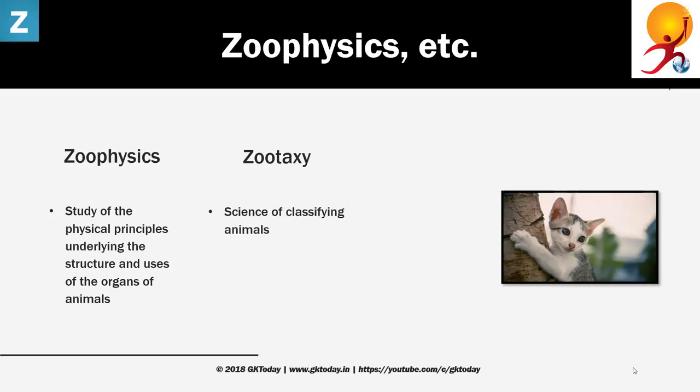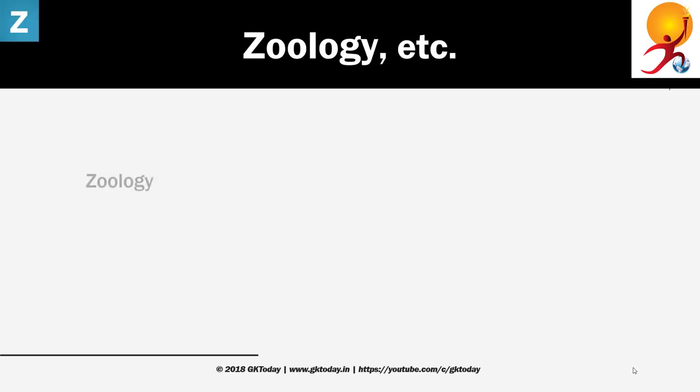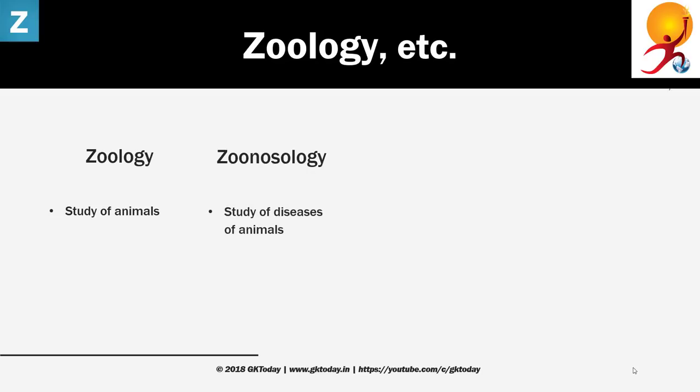Zootaxy, as we had discussed, taxy is about classification, so this is the science of classifying animals. And zootechnics is how to manage domestic animals. It includes breeding, handling and keeping. Zoology is the study of animals. Zoonosology is the study of diseases in animals. So nosology we studied was about diseases, their causes and classifications. So here zoonosology is the study of diseases of animals.